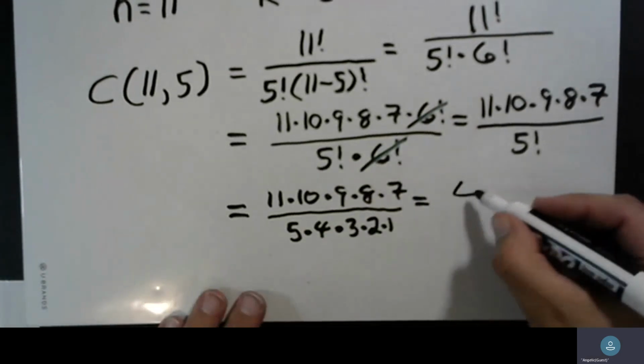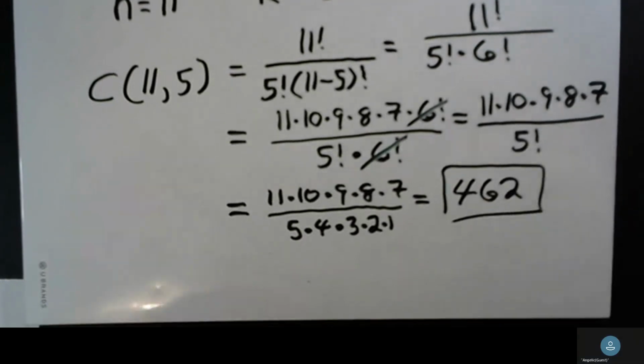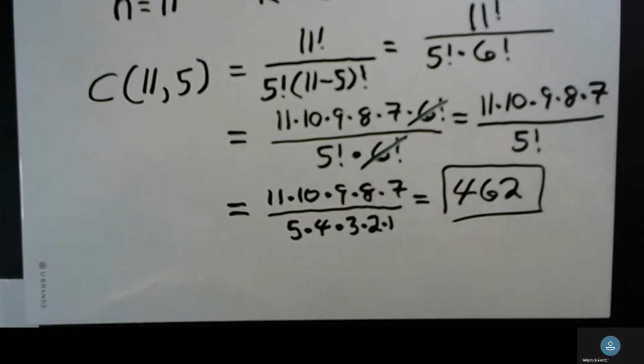We get 462. So that's the number of 5 teams of nurses we can have that are totally different teams, not based on order, but based on who's on the team.